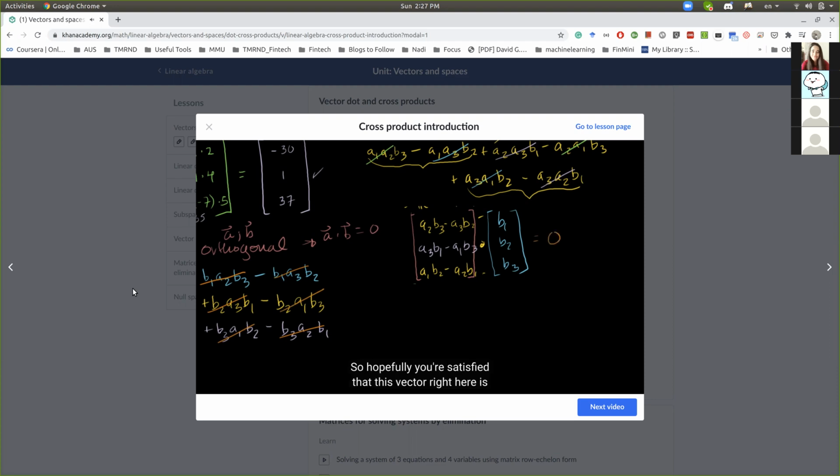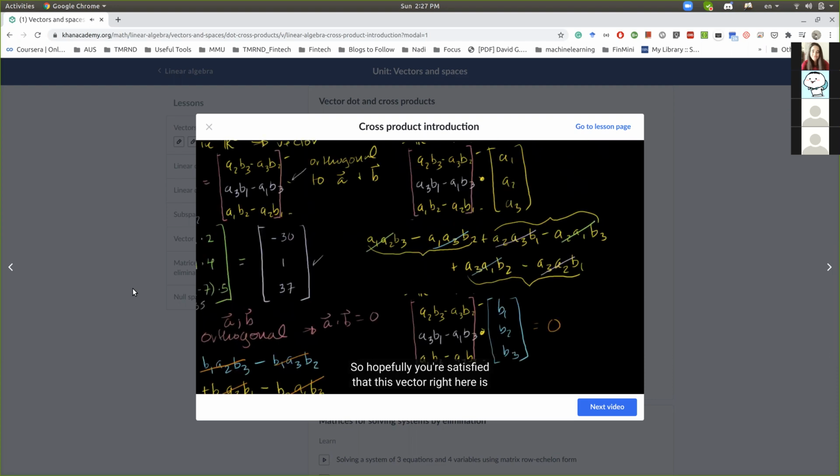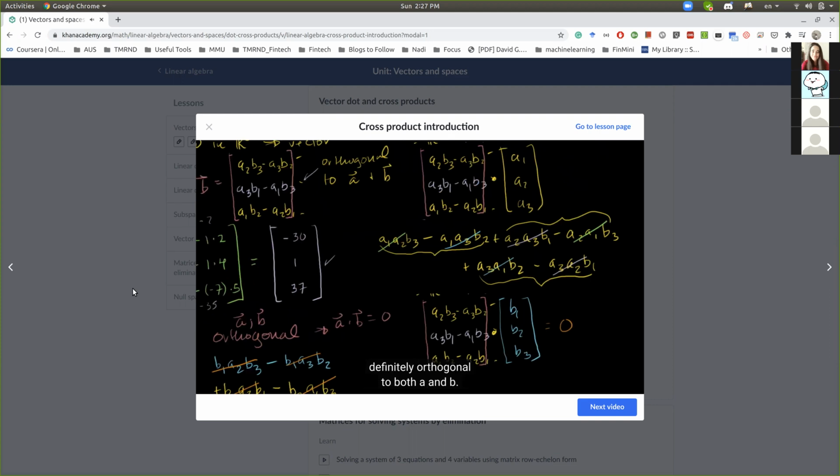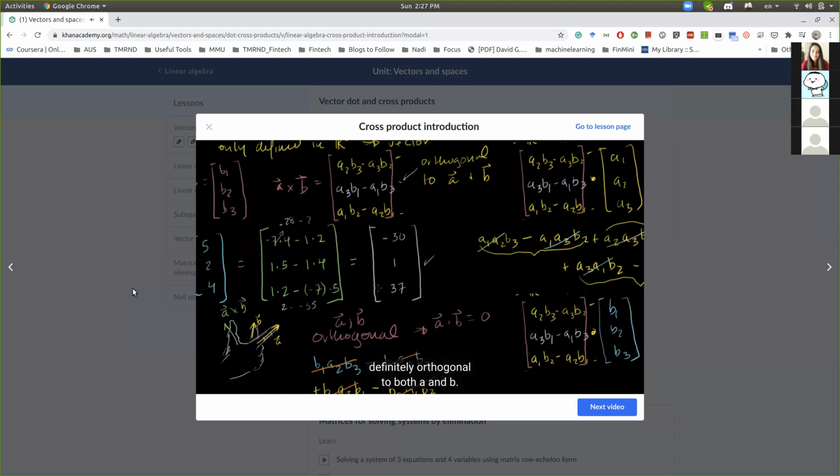So hopefully you're satisfied that this vector right here is definitely orthogonal to both A and B. And that's because that's how it was designed. This is a definition. You could do a little bit of algebra, and without me explaining this definition to you, you could have actually come up with this definition on your own. But obviously this was designed to have other interesting properties too. And I'll cover those in the next few videos. So hopefully you found that helpful.